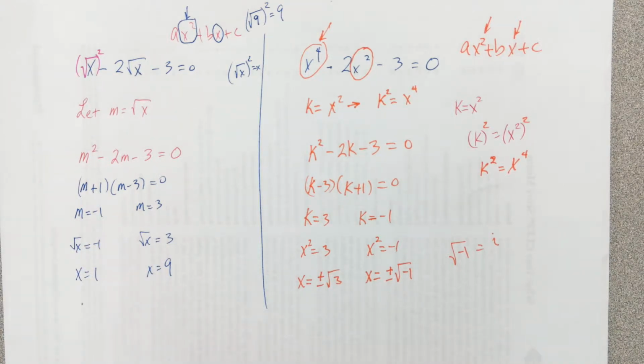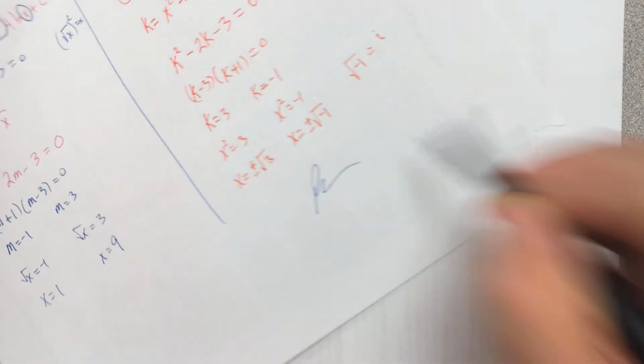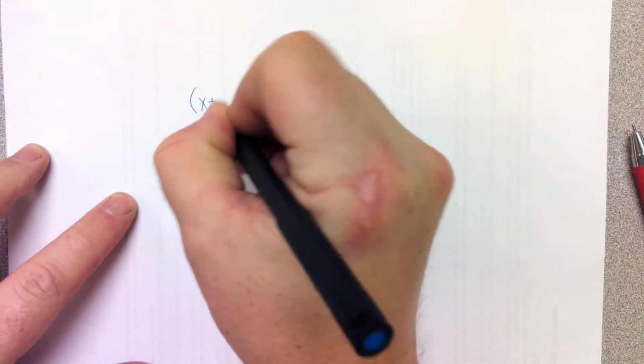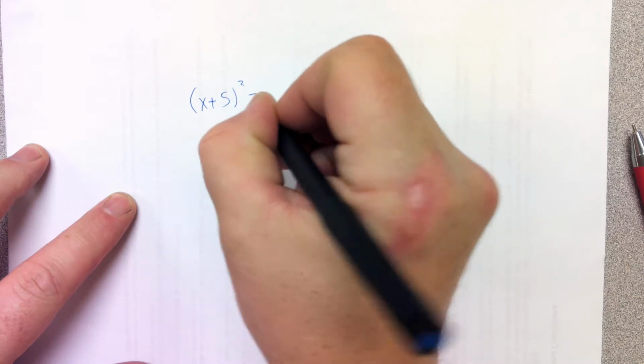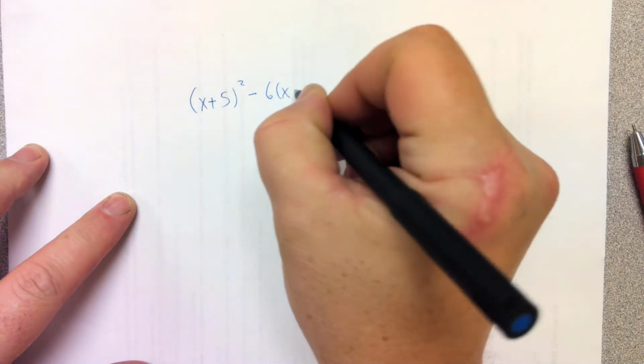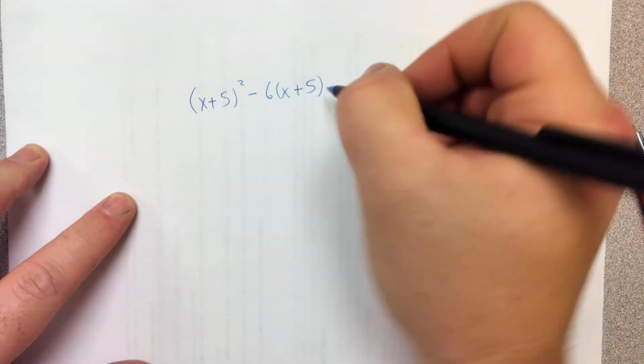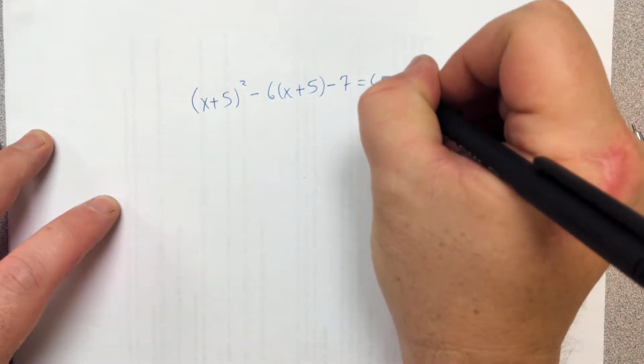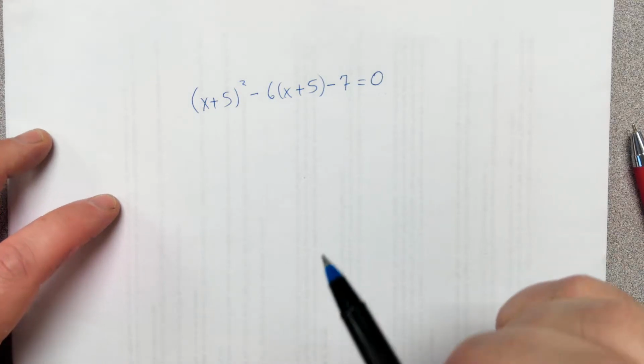So you ready to try one? I'll save this for you, Edgar. I'll even sign it for you. All right. Let's do x plus 5 squared minus 6 times x plus 5 minus 7 equals 0.